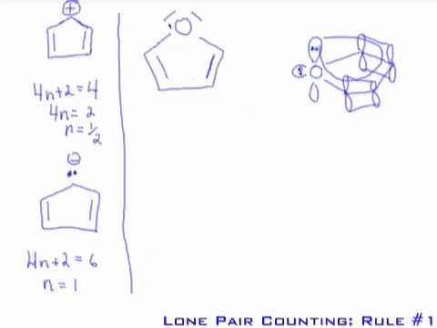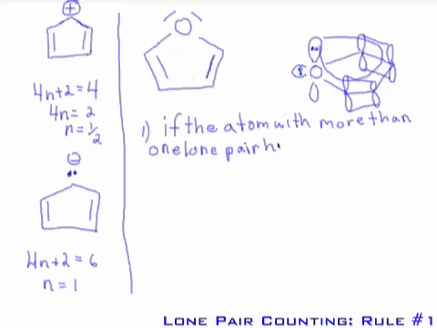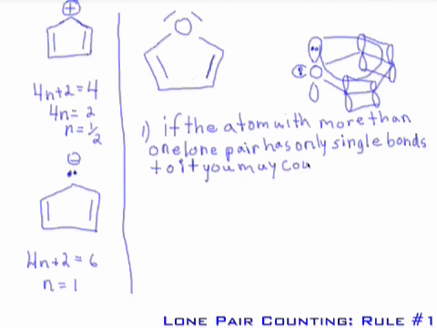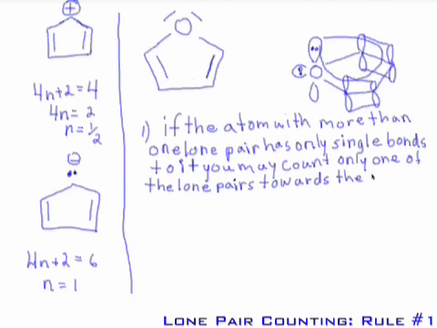The net result of this is when you have more than one lone pair and only single bonds, you can only count one lone pair. So, let's write that down. Rule 1: when counting lone pairs, if the atom with more than one lone pair has only single bonds to it, you may count only one of the lone pairs towards the pi electrons.